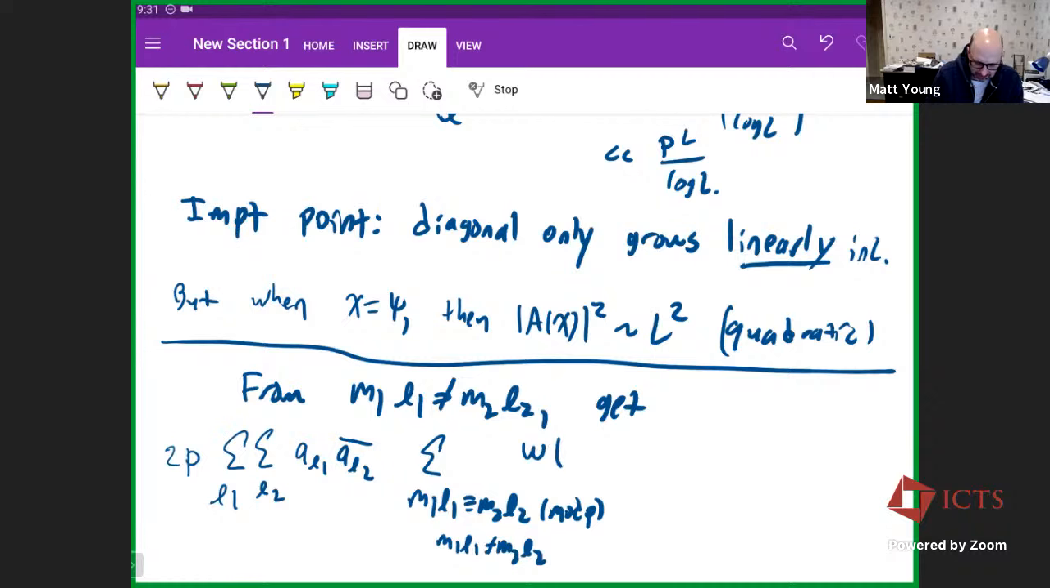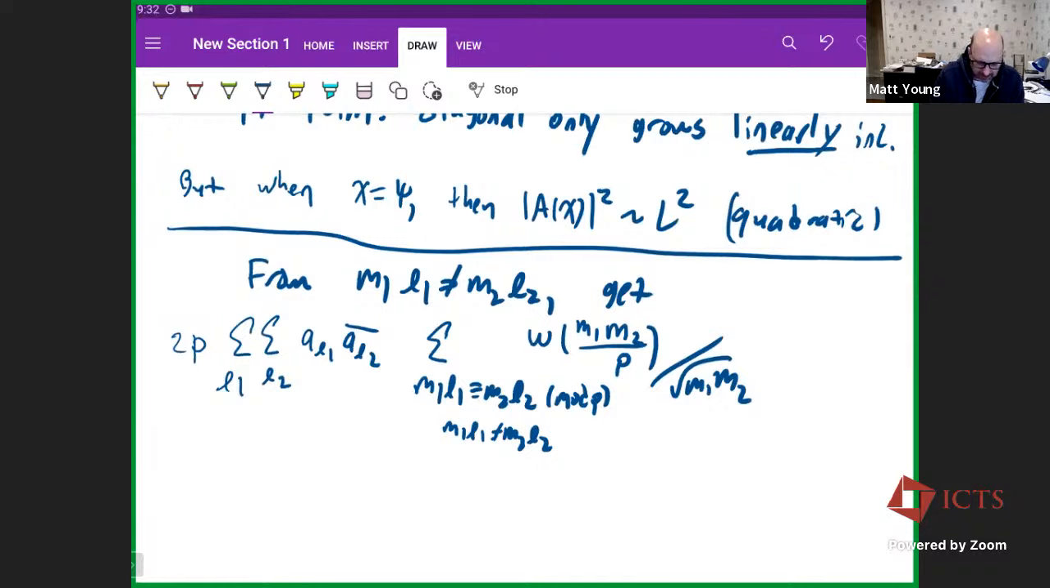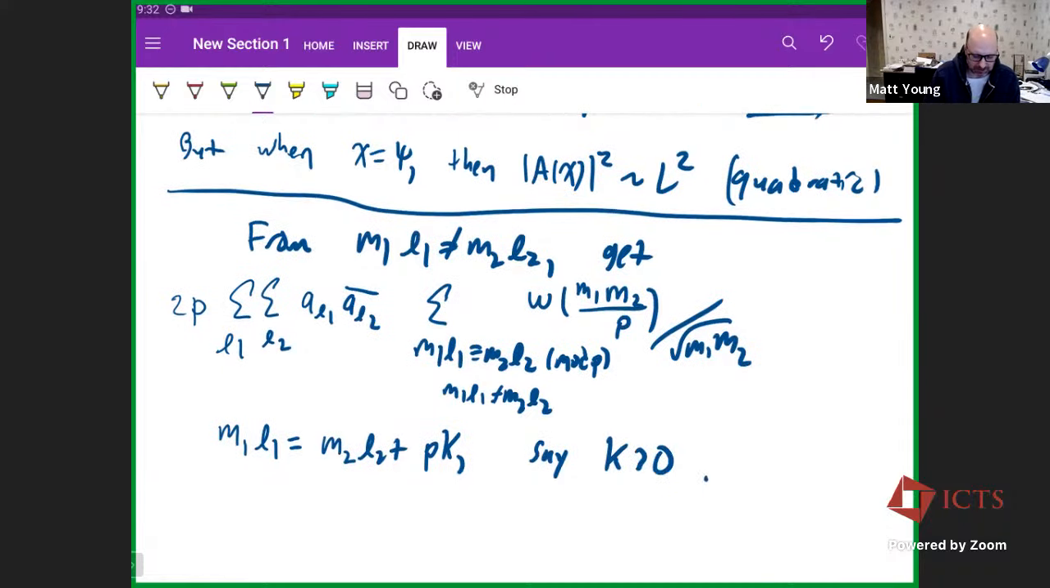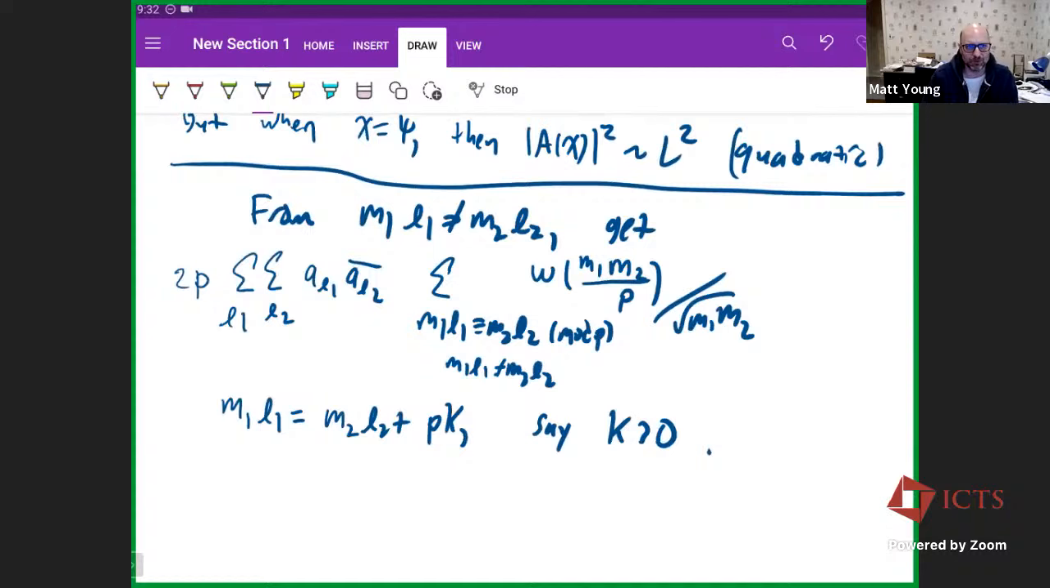We've got our weight function, over square root of M1, M2. For some reason I started labeling these M1 and M2; I guess M became M1 and N became M2. It doesn't really matter. Then we might say, let's say M1, L1 is equal to M2, L2 plus P times K, and let's just say K is positive. It's pretty symmetric. If it went the other way, you could just swap the roles of which one's M1 and L1 and which one's M2 and L2.